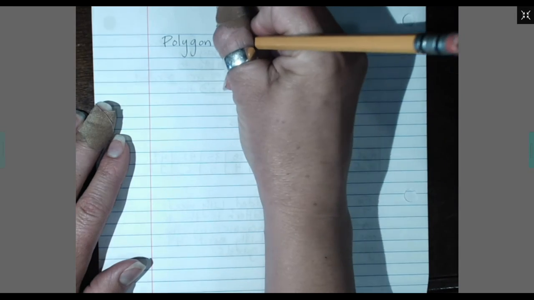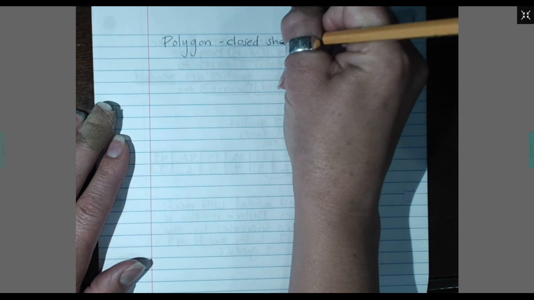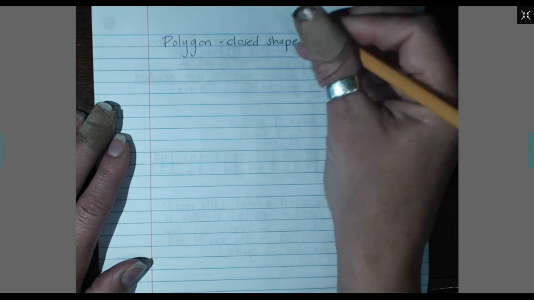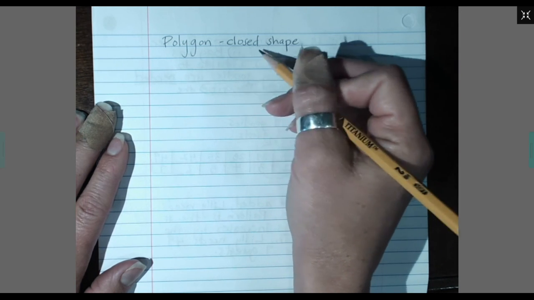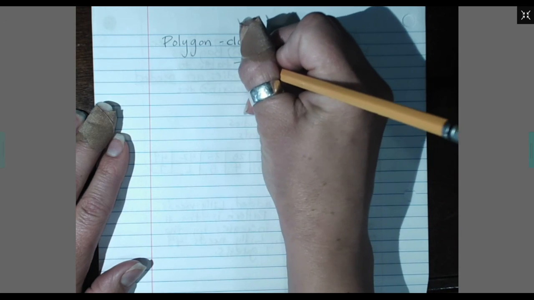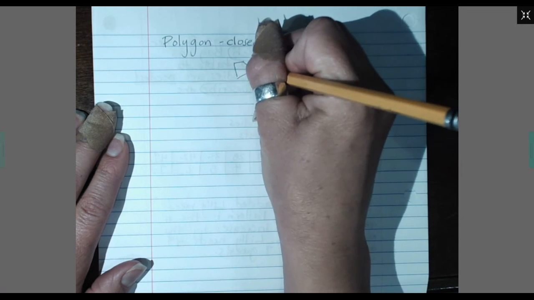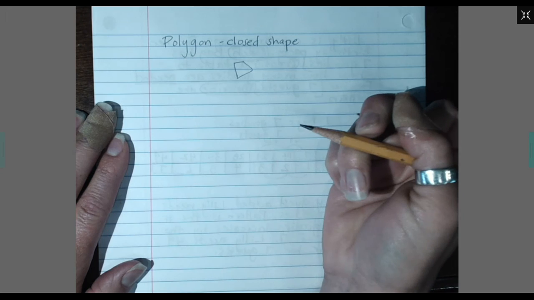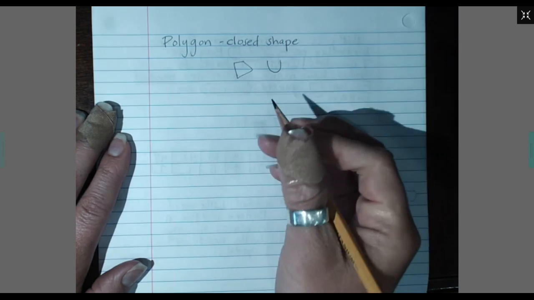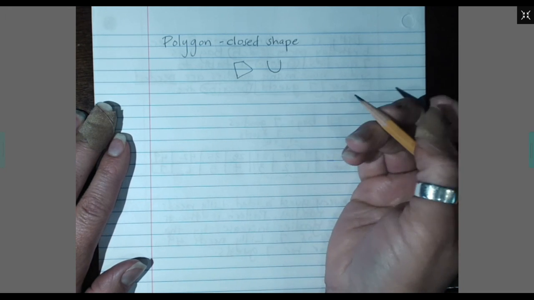Well, a polygon is a closed shape. So that means that it cannot be open. It is exactly what it says. It has to be a closed shape. So if I have a shape like this, that is a closed shape, meaning it is connected. If I have a shape like this, that is not a closed shape. It's open. Therefore, it is not a polygon.